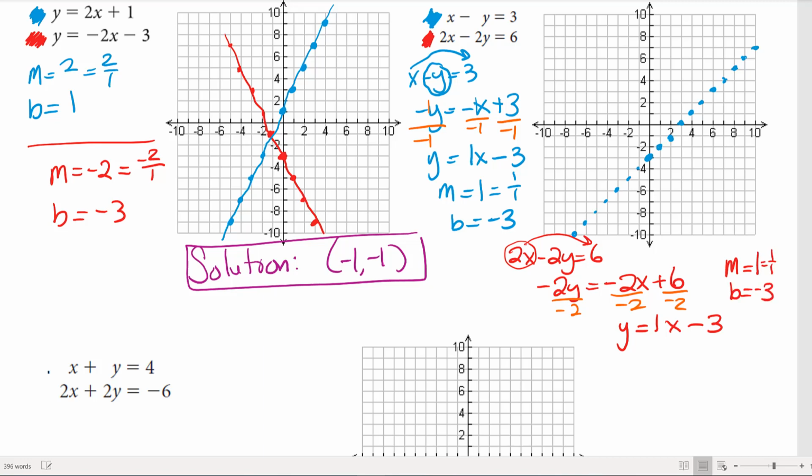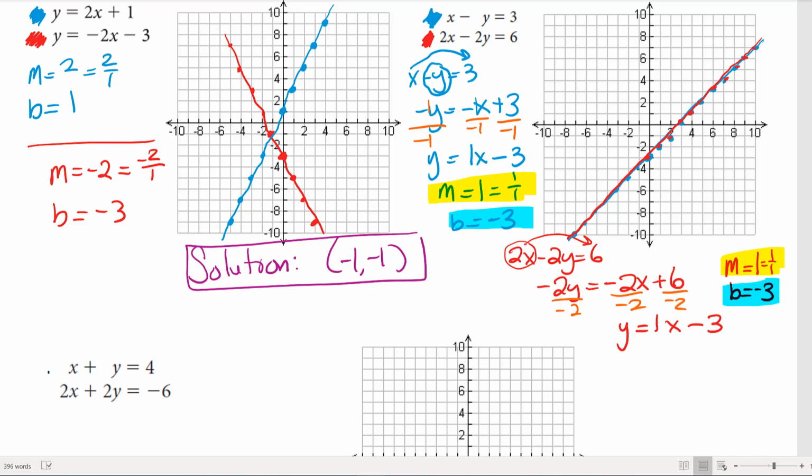My b is negative 3, so I'm going to put a pencil on my negative 3. Rise 1, run 1, rise 1, run 1, rise 1. What do you notice here? The two equations are exactly the same. So my blue line, if I drew it in, turns out to be the same as the red line. You could also figure this out by realizing that the slope on both the red and the blue are the same, and the y-intercept of the red and the blue are the same. So therefore they're going to be the same line.